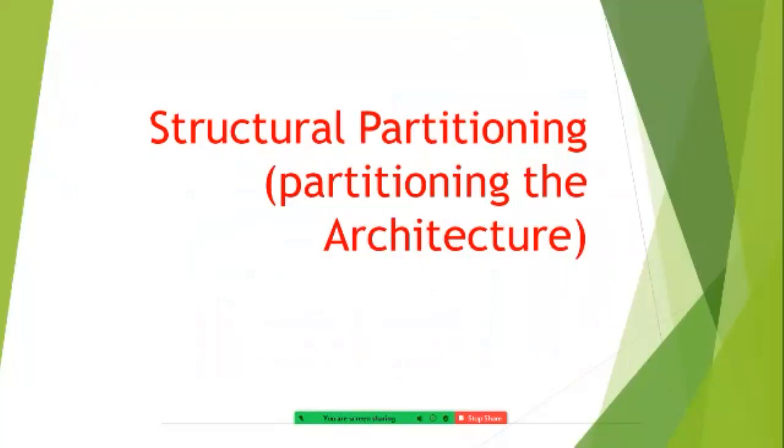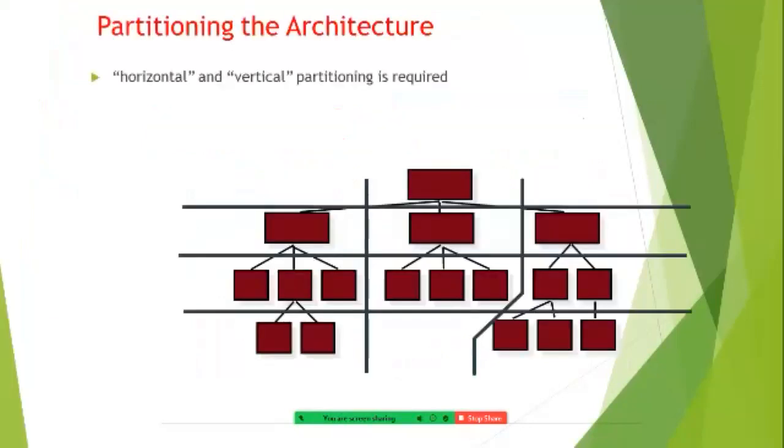This is the structural partitioning of the architecture. In that, the first one is partitioning the architecture. Horizontal and vertical partitioning is required, where, as shown in the diagram, there is horizontal and vertical partitioning of the architecture.